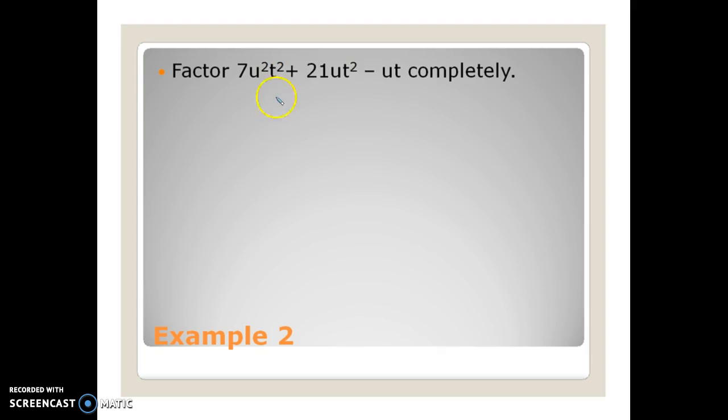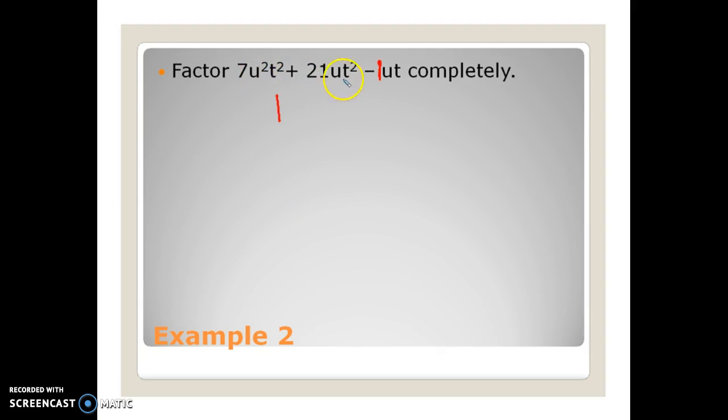Okay, same thing, but now I've got a trinomial. Nothing else changes. I still have to find my GCF. Keep in mind that in front of this ut is a 1. So I've got 7, 21, and 1. 1's obviously the smallest number. None of these can go into 1, so I don't really have a number that's a GCF other than 1. So 1's going to be part of it. So I can put a placeholder there for now.